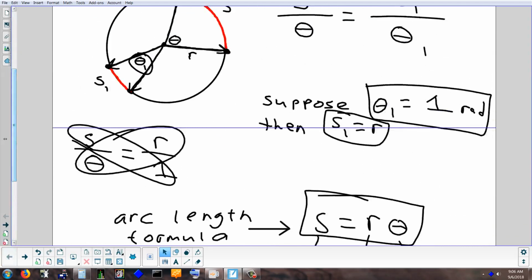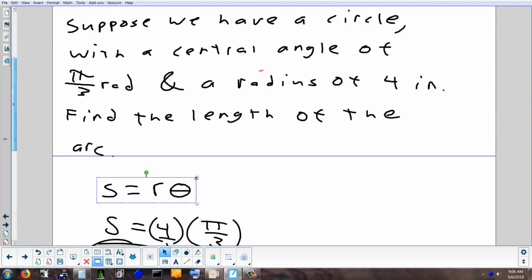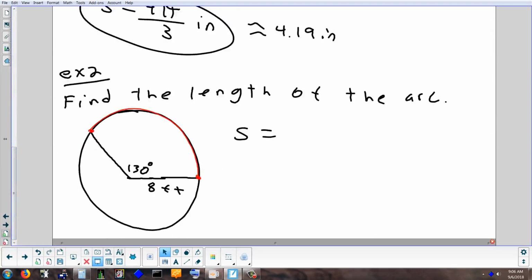What we did before that was just kind of figuring out what the formula was. Now that we figured it out, we don't have to ever figure it out again. Okay, we know it's S equals r theta. All right, so write that down. Now we'll fill in what we can. Skylar, let's start with the 8 feet. What is that in the formula? The radius. That's the radius, yep. So that's my radius. The question is asking for the length of the arc, so I don't know S.